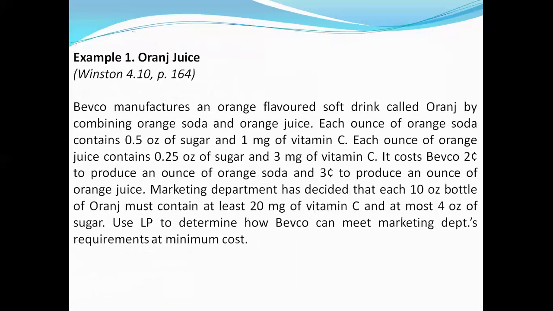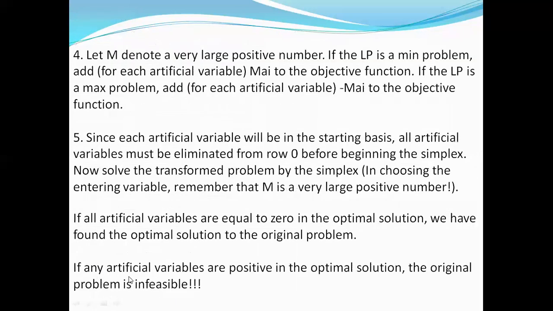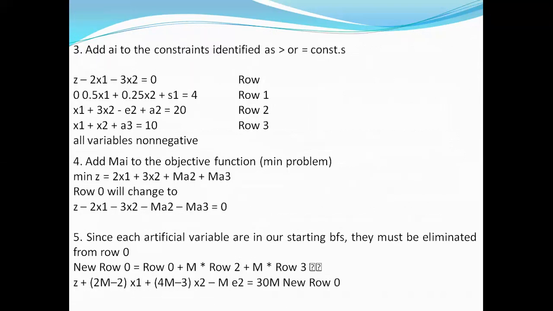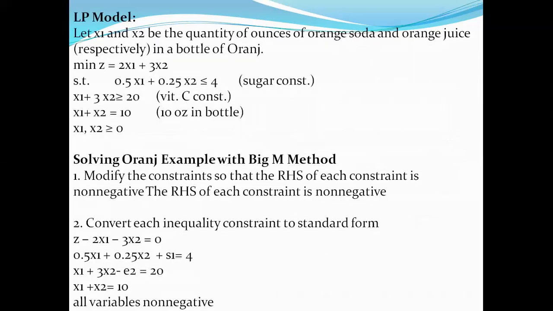We have one more step here. If any of the artificial variables are positive in the optimal solution, the original problem is infeasible. So if there are non-negative values, it can be calculated. A negative value needs to be multiplied by minus one. And moving on to the third step, adding an artificial variable. Slack variables have been added in the previous step, that is the second step, conversion of the inequality constraint to the standard form. The second step has been satisfied.